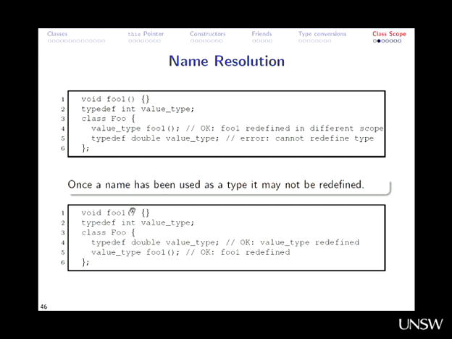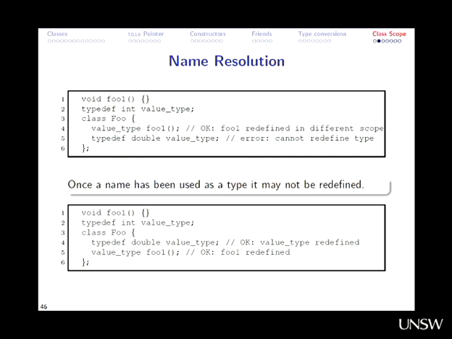Create a function for foo1. Create a type def value type. It's substituting for int. We'll go inside the class. We now type def value type to be double. The redefinition works because we haven't used a value type at this point. So on the next line, value type foo1 works perfectly fine. Again, this is name resolution.